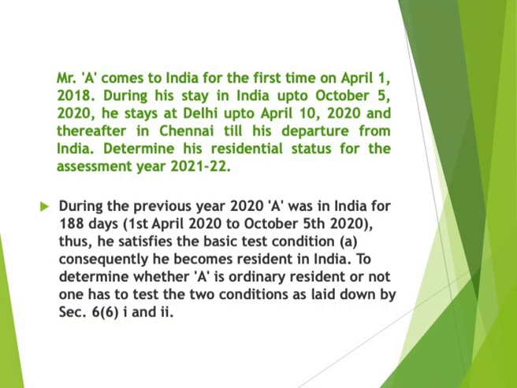So, now look at one more problem, let us understand very clearly. Mr. A comes to India for the first time on April 1, 2018. During his stay in India up to October 5, 2020, he stays at Delhi up to April 10, 2020 and thereafter in Chennai till his departure from India. Determine his residential status for the assessment year 2021-22.